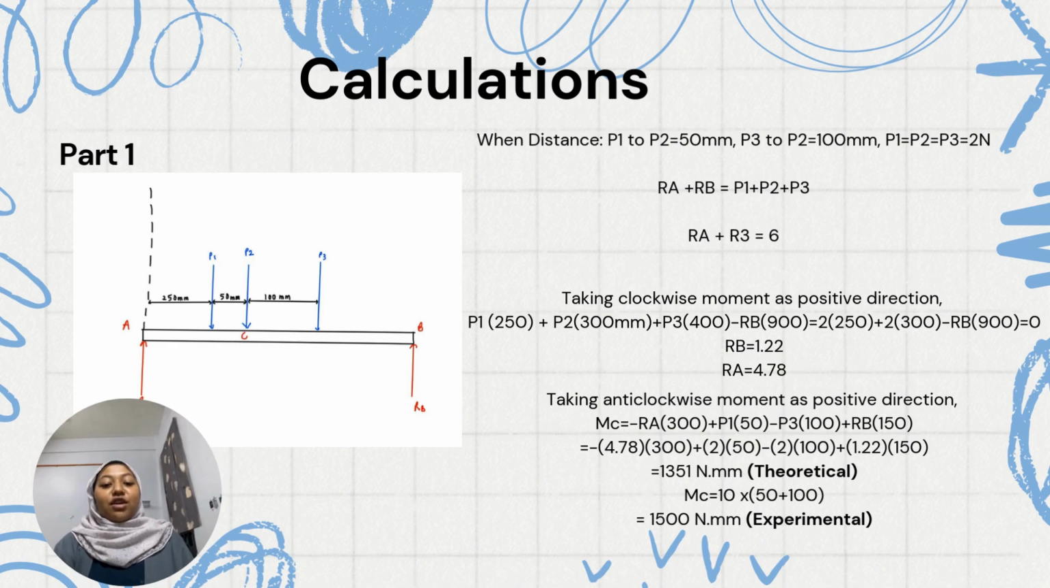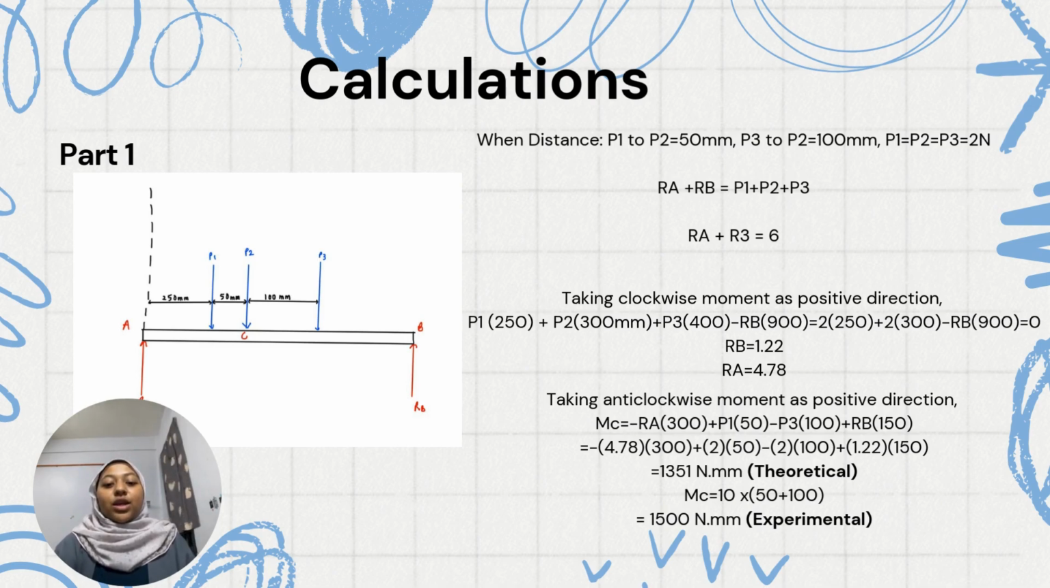So in order to find the value of RA and RB, we are taking clockwise moment as positive direction, which means P1 times 250 plus P2 times 300 plus P3 times 400 minus RB times 900, which we can get the value of RB, which is 1.22. And when we are substituting the value of RB into the previous equation, we can get the value of RA, which is 4.78.